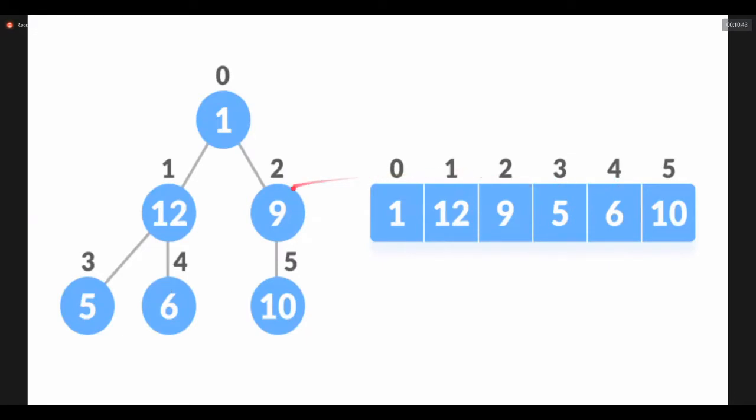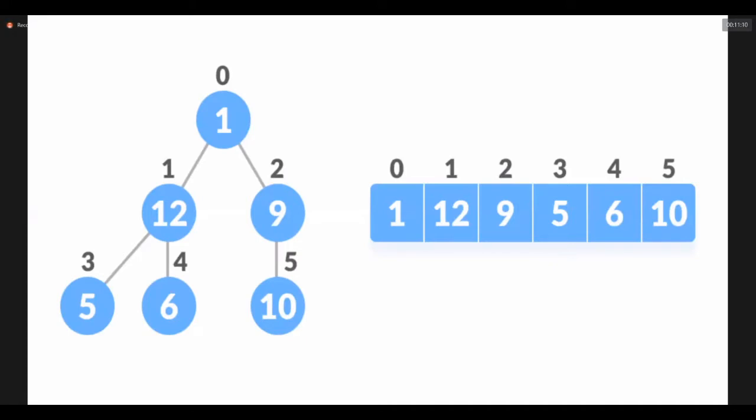Next, come to the next node, that is 9. Its children are placed at 2i plus 1 and 2i plus 2. Here it has only one child, at 2i plus 1. The left child is 10. That is 2 into 2, 4, plus 1, 5. The fifth index is 10. This is the tree represented in array.